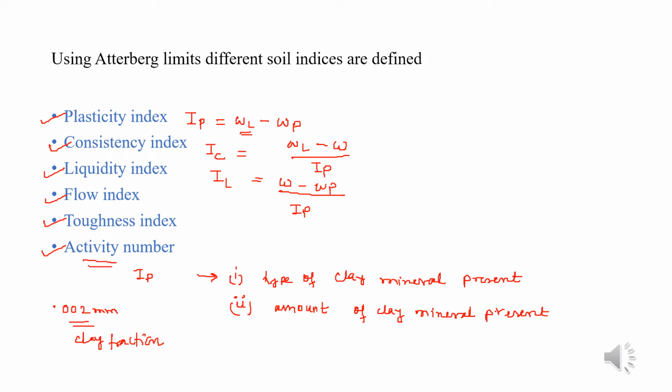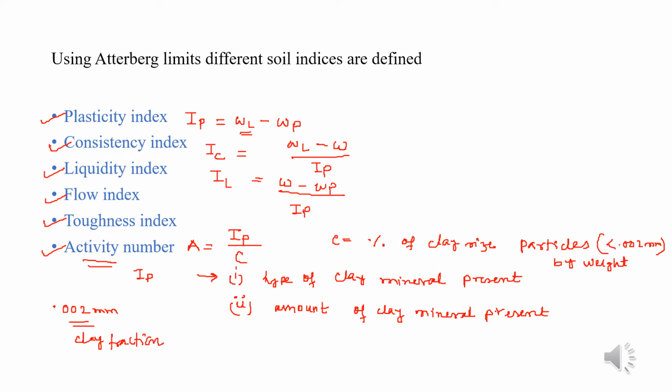This activity number is usually represented by A, and it's given by the ratio of the plasticity index to the percent of clay size particles by weight. Here C represents the percent of clay size particles, that is, less than 0.002 millimeter by weight, right?